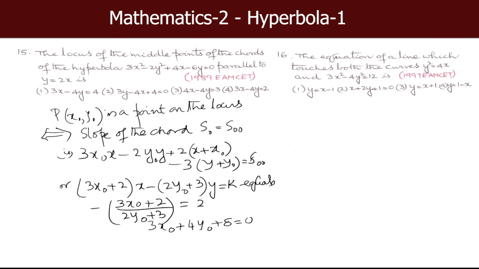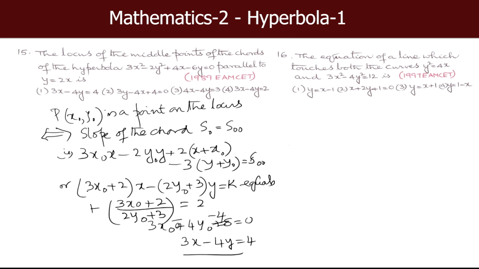This is the slope; here the slope is still minus. Therefore this is 3x0 minus 4y0 plus 2 minus 6 minus 4 equal to 0. So, therefore, the locus of x0 y0 is 3x minus 4y is equal to 4. Slope of the line ax plus by equal to k is minus a by b.